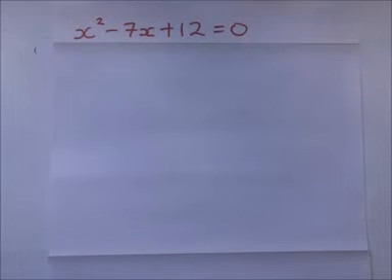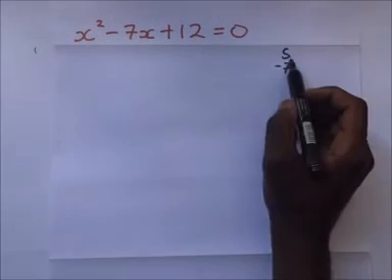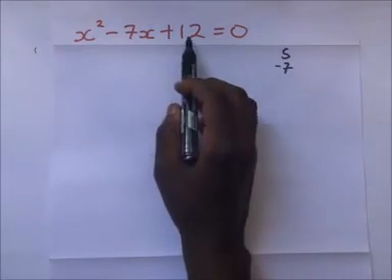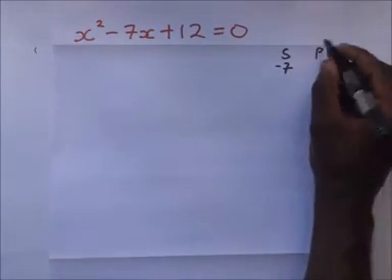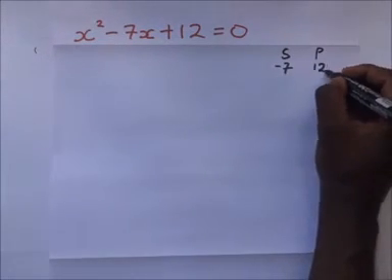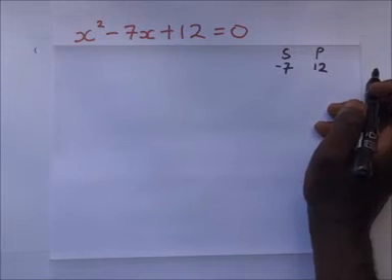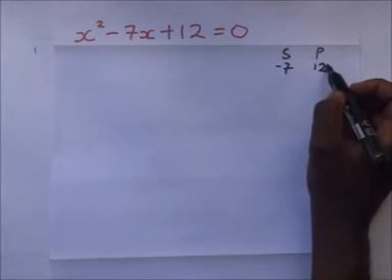Again, we are going to look for the roots of this. We are going to look for two numbers in such a way that when we add them, they give us a sum of negative 7, and when we multiply them, they give us a product of 12. So what are these two numbers? Where do we get these two numbers? We get them by evaluating the factors of 12.